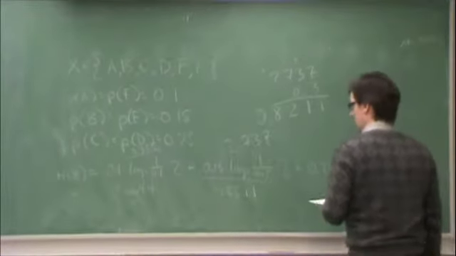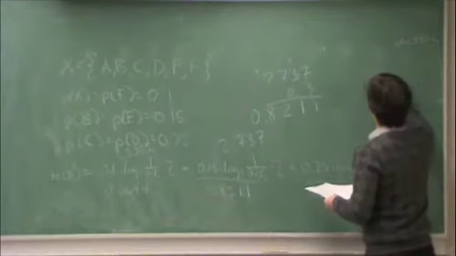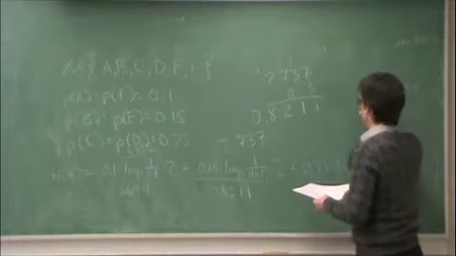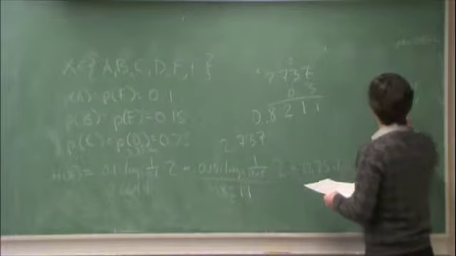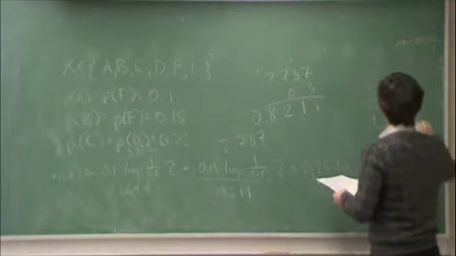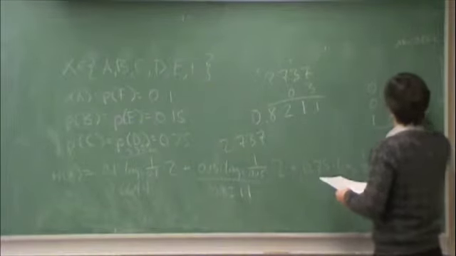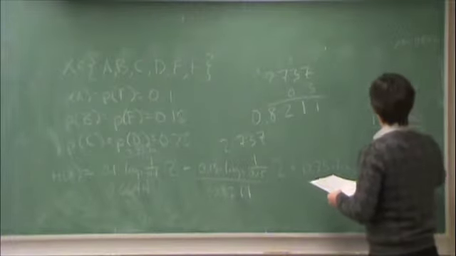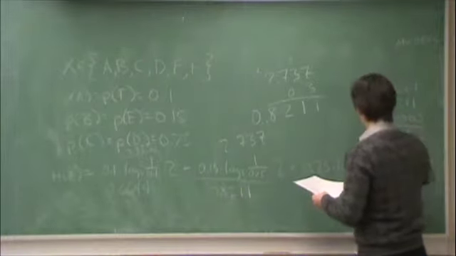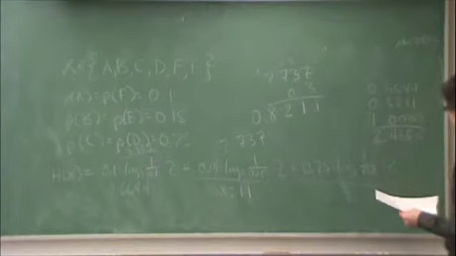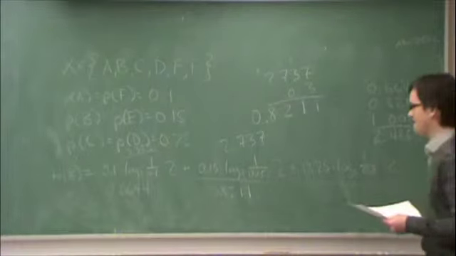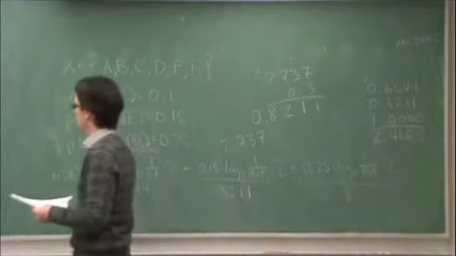So we have 0.6644 plus 0.8211 plus 1, which makes 2.4855. So basically, just less than 2.5. Let me write that over here.